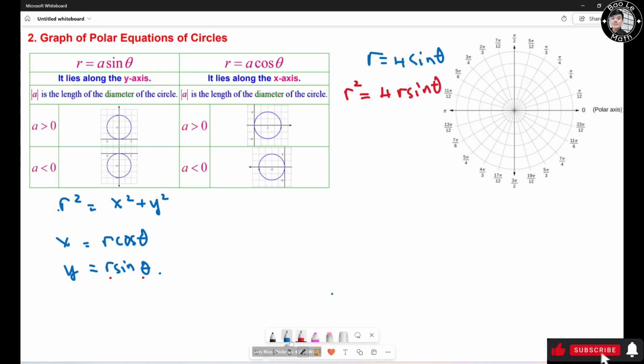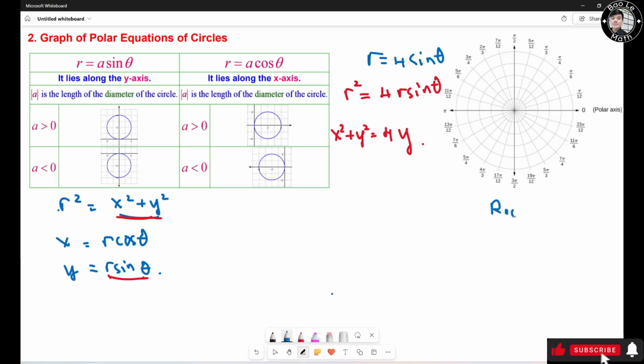Now, we know that r squared equals x squared plus y squared, so we just replace r squared with x squared plus y squared. So I have x squared plus y squared equals 4 times r sine theta. I got it right here, it's going to be y.